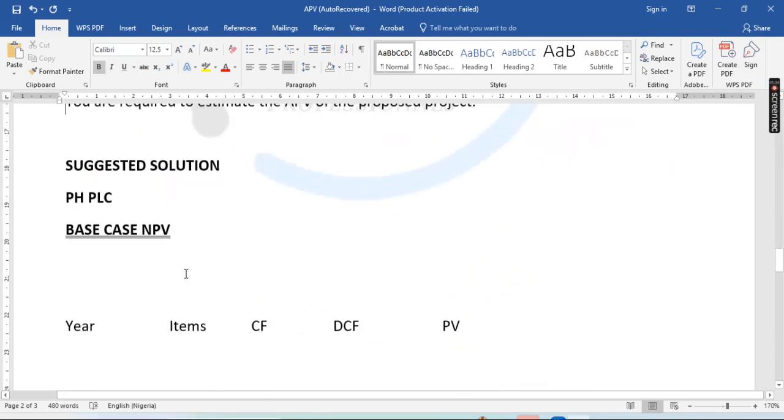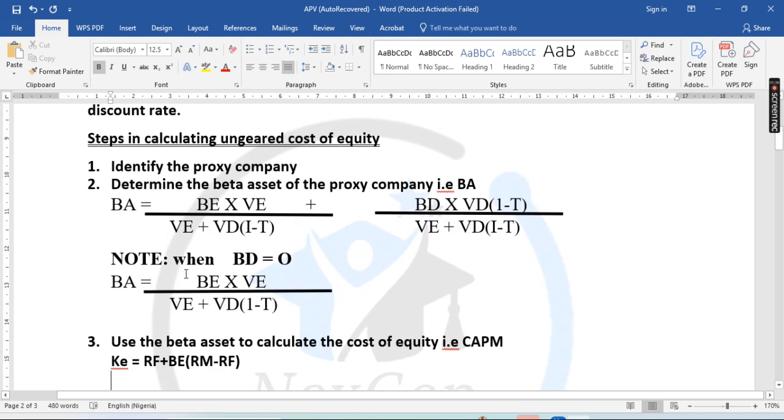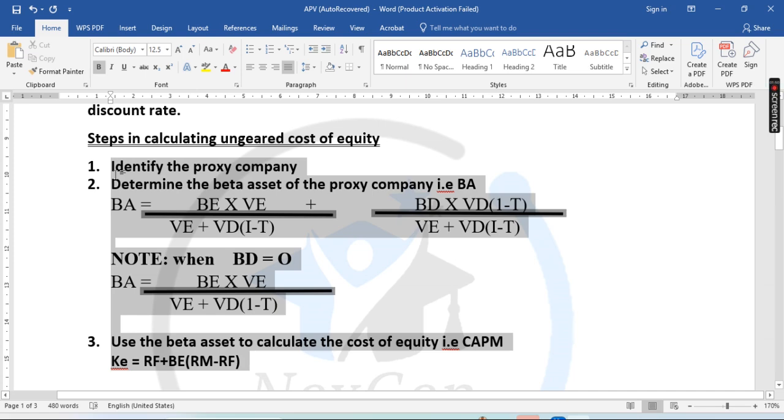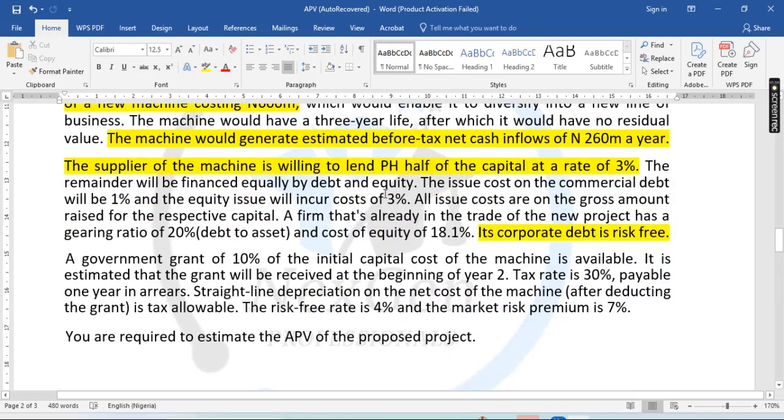Now, let's quickly check from our format here, right? We identify the proxy company. The proxy company name was not actually mentioned in this question, but we were just told that a firm that is already in the trade, we don't know the firm. Can you see it? We don't know the firm.